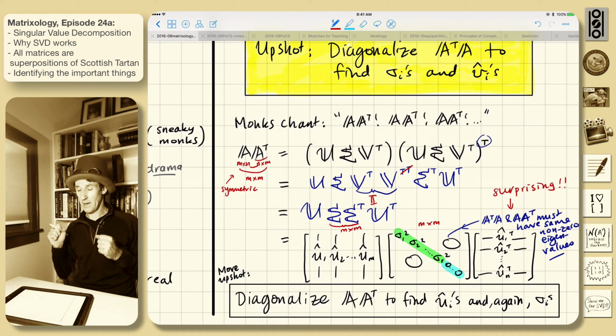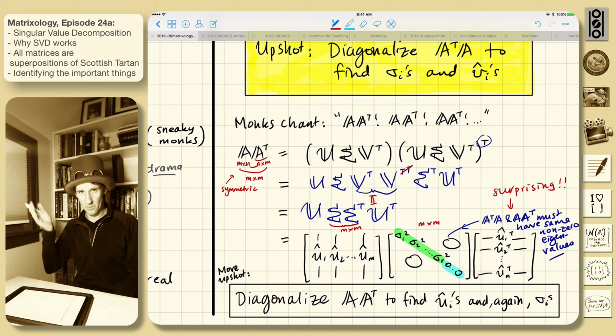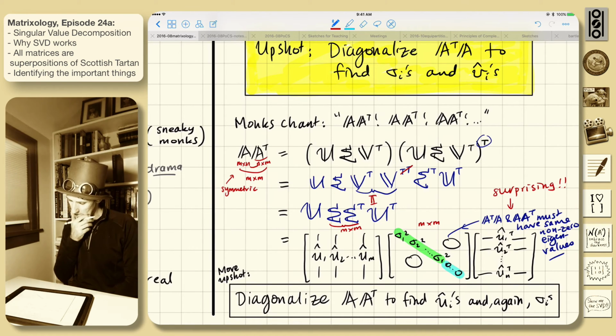So it means that A transpose A and AA transpose, doesn't matter what A is, have the same eigenvalues. The non-zero ones are the same, right? They have zeros as well, corresponding to the null spaces, which is simply the dimension of the null space, or right null space, and the left null space. But the non-zero eigenvalues have to match up. They're the sigma 1 squared, sigma 2 squared, and so on.